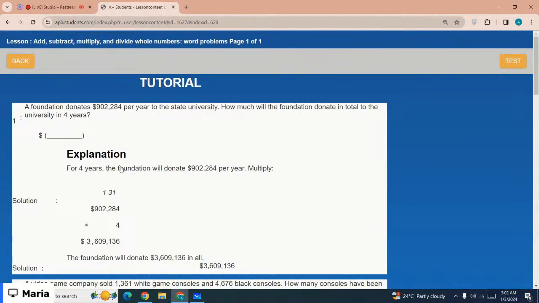For example, the first one is: a foundation donates $902,284 per year to the state university. How much will the foundation donate in total to the university in 4 years?